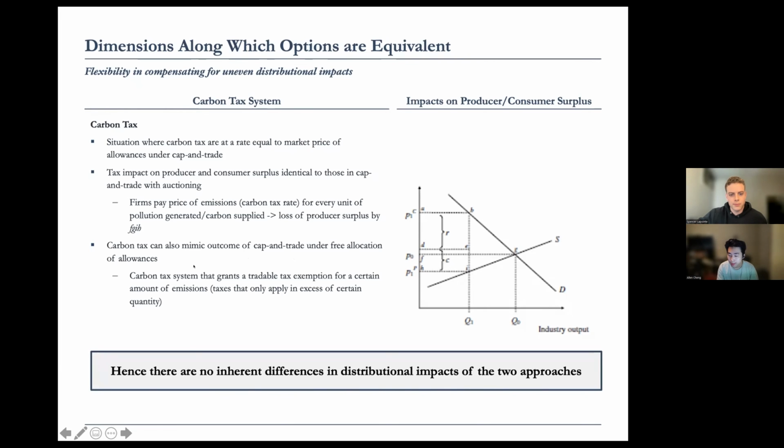In this sense, the carbon tax can be altered so that it can grant a tradable tax exemption for a certain amount of emissions. Under that condition, it can produce a similar effect as cap and trade. And the author concludes that with these two systems set up properly, there are no inherent differences in distributional impact between the two approaches.